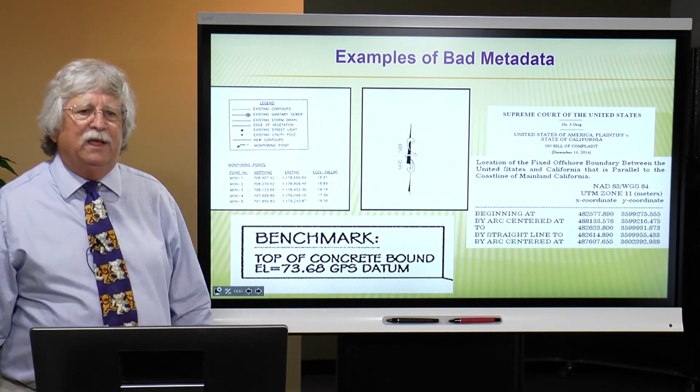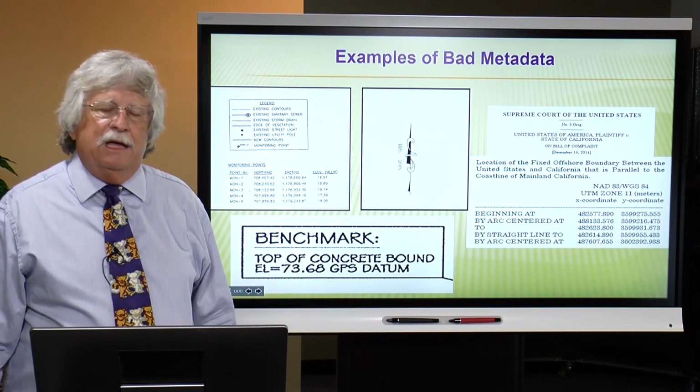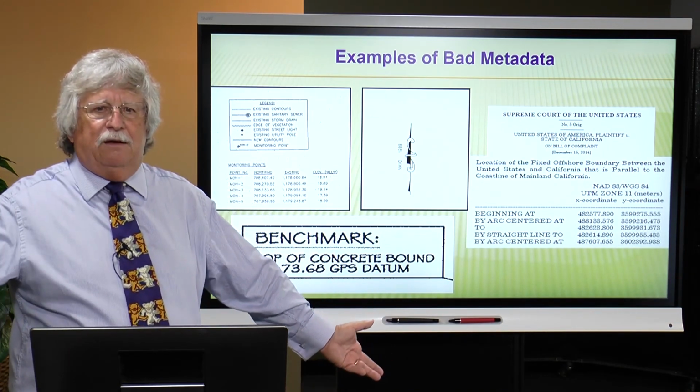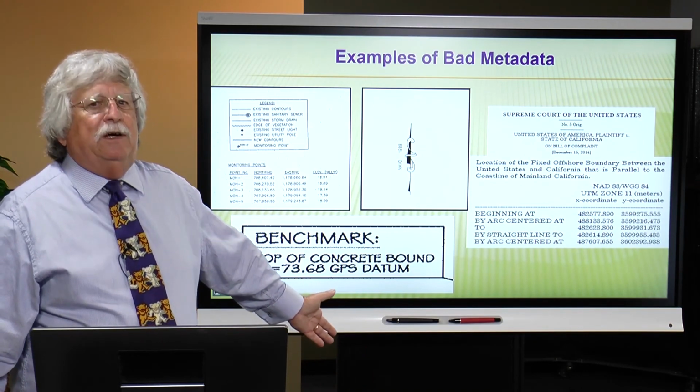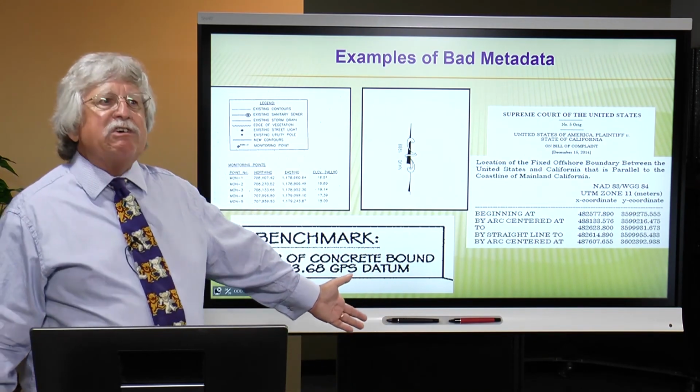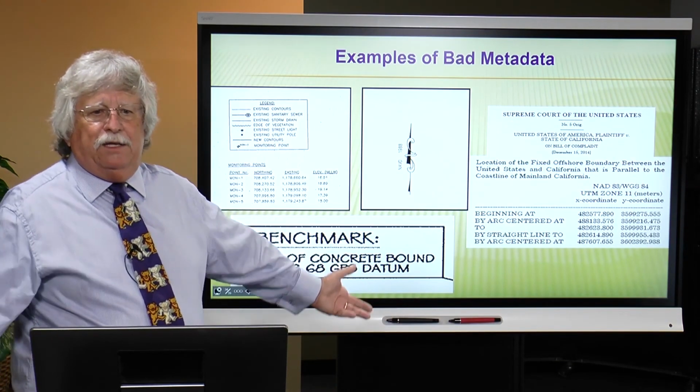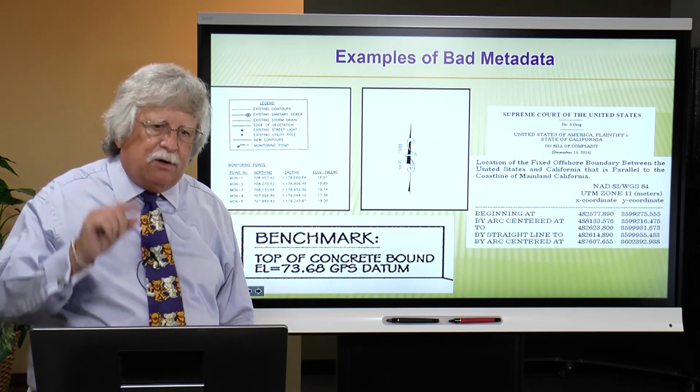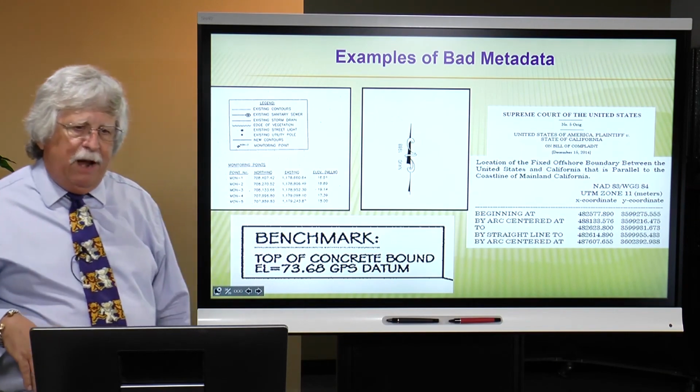Well, we know it's probably feet. The surveyor should say that. And what does he mean by GPS datum? What is that? Is that an ellipsoid height? Left to my left brain, geodesy would say, oh, GPS datum, that's an ellipsoid height, not an orthometric height. But you don't want to have to do that. Another example, and we'll wrap it up on this.